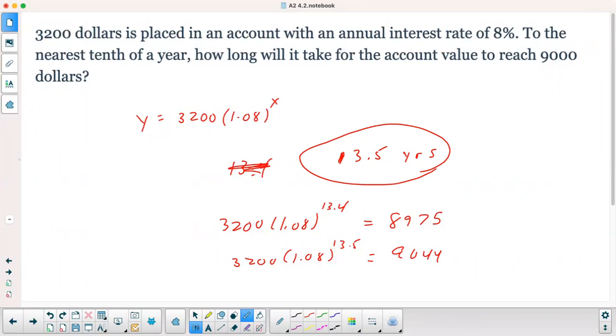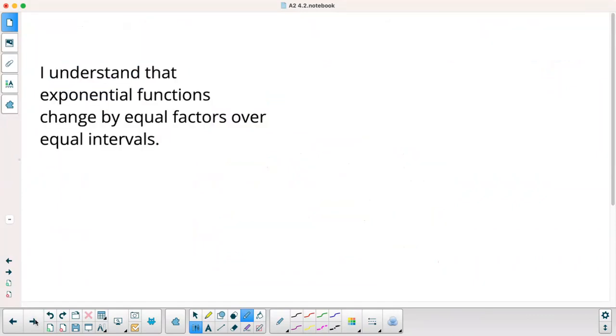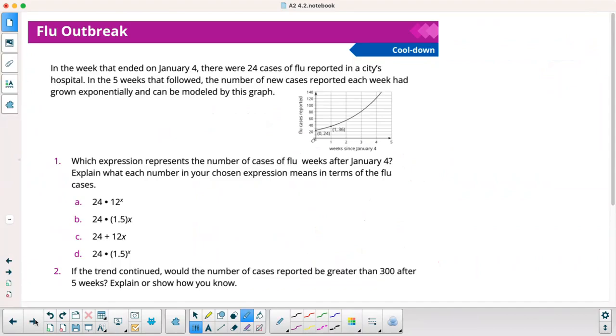All right, so I understand that exponential functions change by equal factors over equal intervals. Obviously, you multiply by the same factor. All right, on to this last thing here, the cool down. In the week that ended on January 4th, there are 24 cases of the flu represented in the city's hospital. So that's right there, the 0, 24. In the 5 weeks that followed, the number of cases reported each week had grown exponentially and can be modeled by this graph. Which expression represents the number of cases of flu?